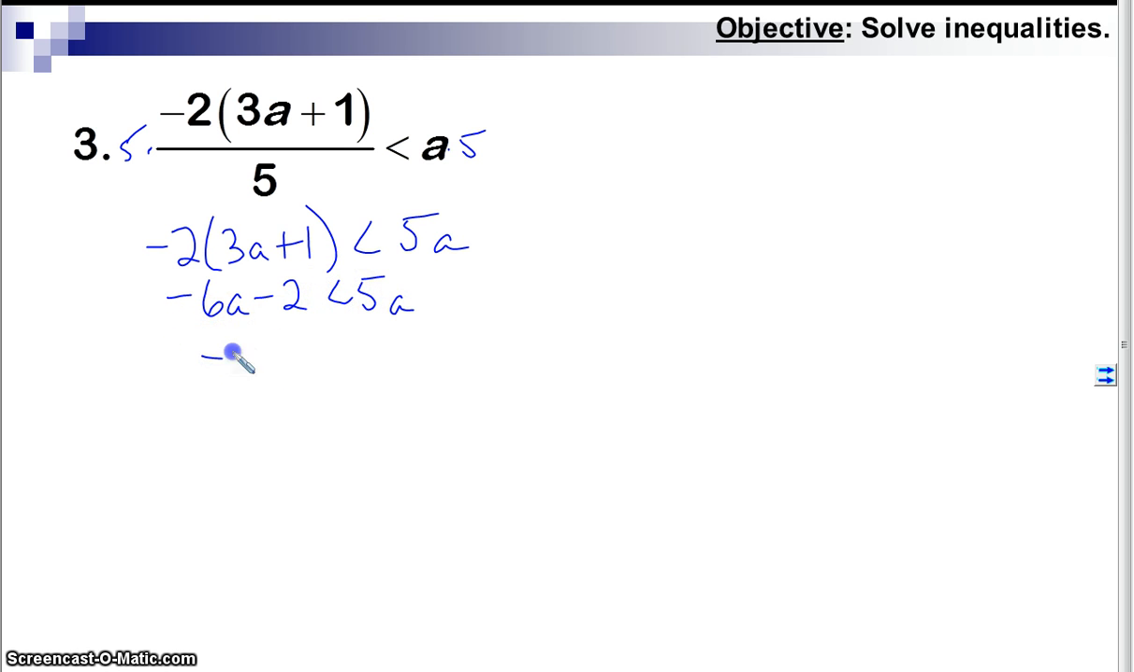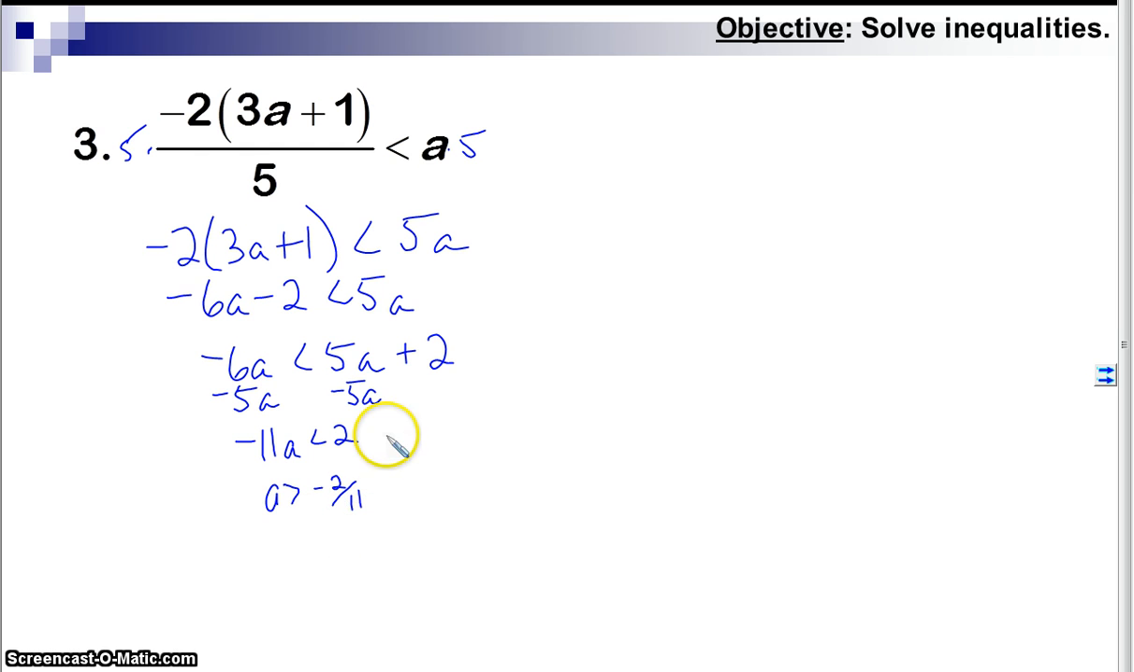Okay, let's go ahead. You know what I'm going to do here? I'm going to add 2a or 2 to this side, and then subtract 5a. Again, I like to have my variable on the right side. Okay, so I'm going to have a is less than negative. Oh, not less than. Got to watch ourselves, right? A is going to be greater than negative 2/11. Let's go ahead and put our answer in set notation.